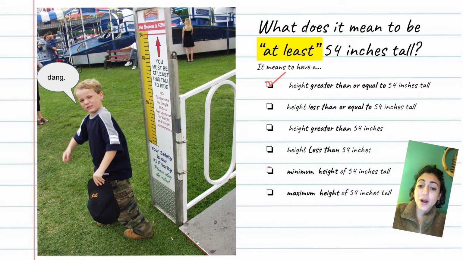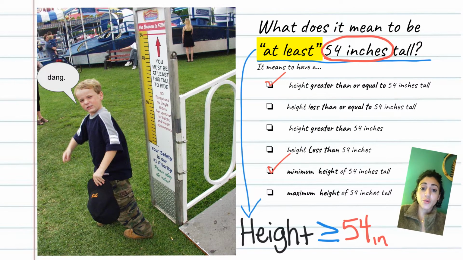And then also a minimum height of 54 inches tall, right? So that means that 54 is the smallest height you can be to ride that ride, and then anything above that's all good. So at minimum 54 inches tall, at least 54 inches tall. So in order to ride this ride, your height must be greater than or equal to 54 inches. We can write this inequality to represent at least 54 inches tall. Let's look at another example.